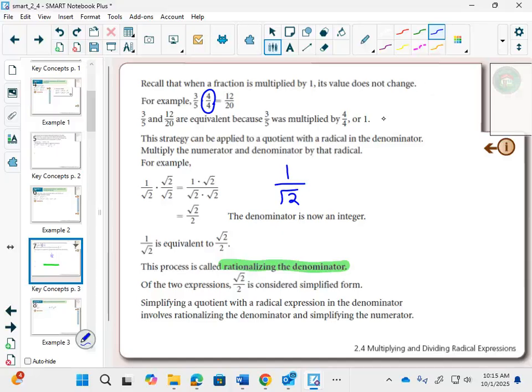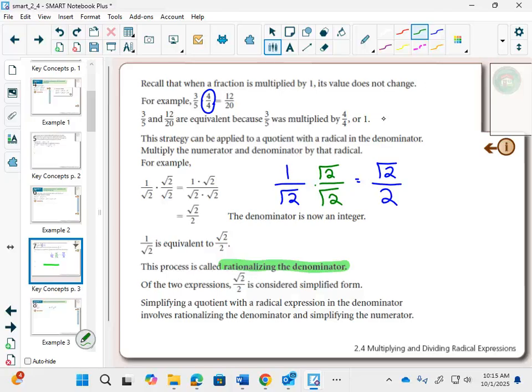But the way to get rid of a square root on the bottom would be to multiply by the square root on the bottom. But if you multiply that on the bottom, you need to multiply by 1. Just like with fractions, this changes what it looks like, but doesn't change what it's equal to. Now, if I multiply the tops here, I'm going to get 1 times root 2, which is root 2. And on the bottom, root 2 times root 2 is root 4, which the square roots would just cancel and give you 2.